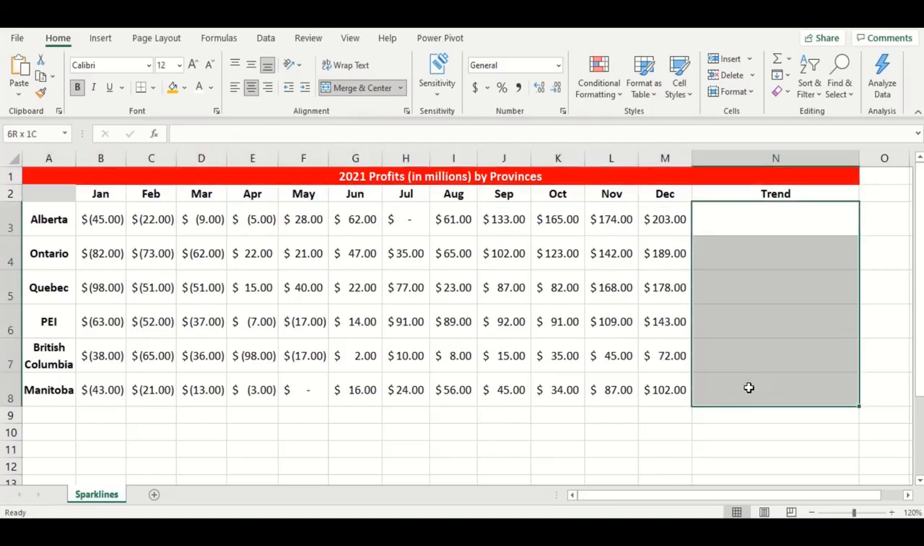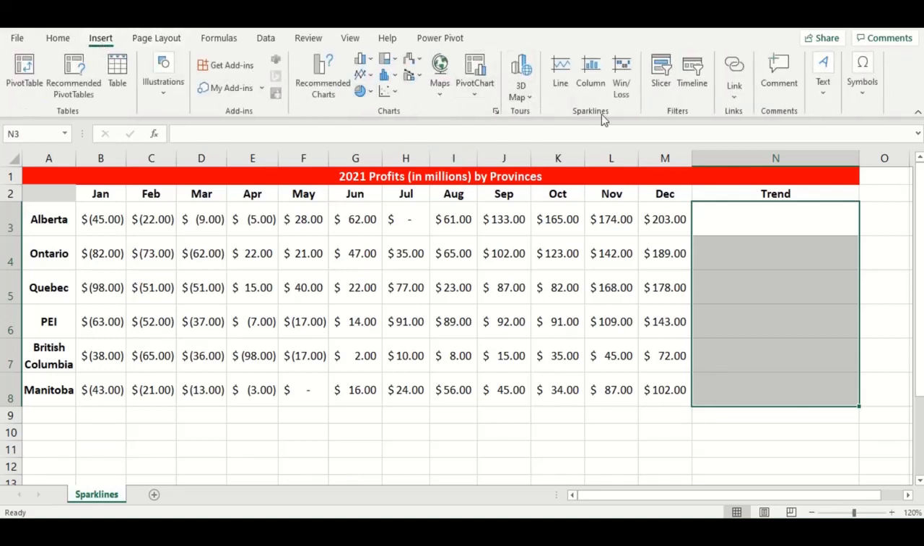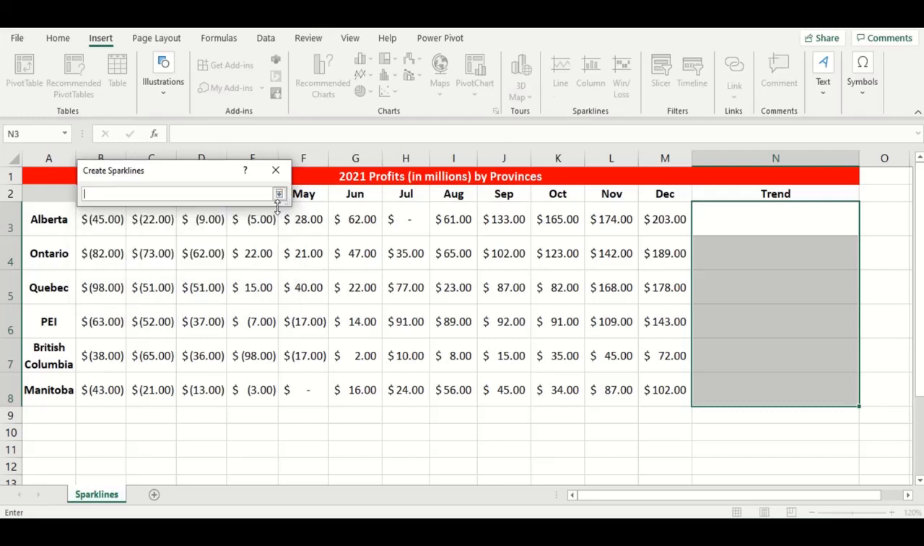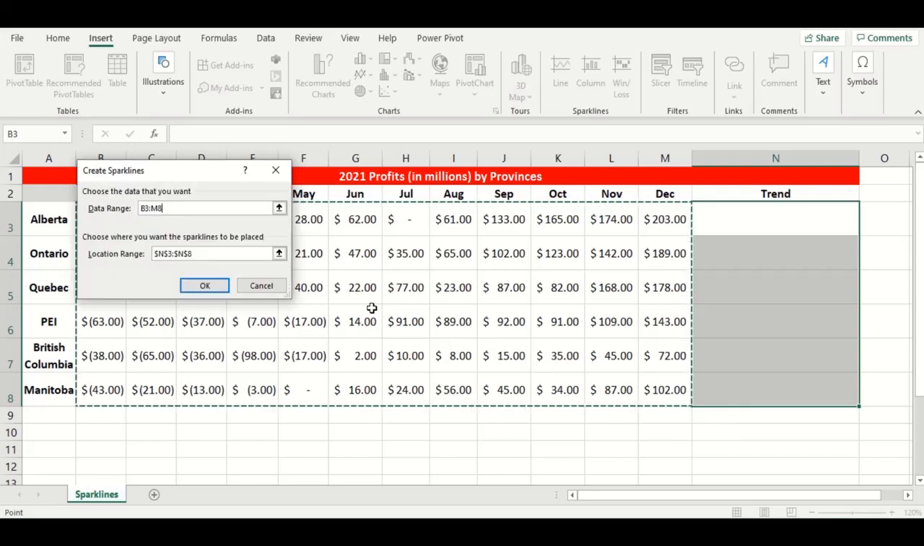I'm going to highlight cells N3 through N8 and go to the Insert tab. There's a group called Sparklines here, and there are three kinds of it. Line Sparklines are the most common and simplest to go by. So I'm going to click this, and now it's asking me, where is your source data coming from? Well, our source data is coming from the left of our trend cells. That's where our data is. Now I'm going to click OK.